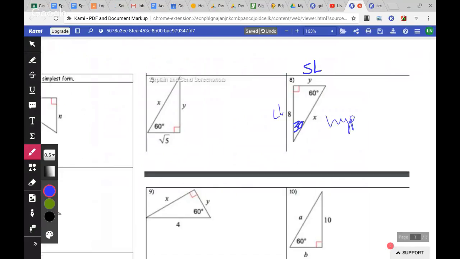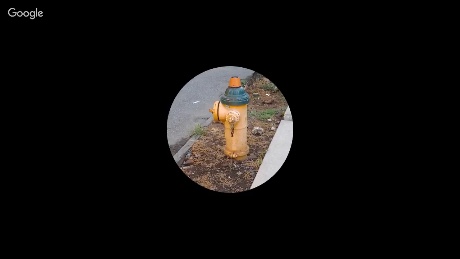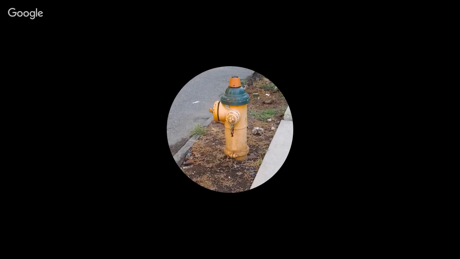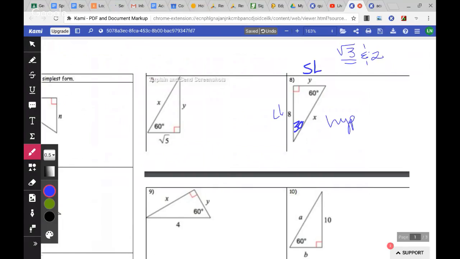So to get to the short leg for 30, 60, 90, your numbers are root 3 and 2. Root 3 is the one that is related to the long leg. So if 8 is the long leg and you're trying to get the short leg, should you multiply or divide? Divide. Yeah. So it'd be, let's write it over here, 8 divided by root 3. How do you get the root 3 out of the denominator? Multiply it by root 3. Yeah.